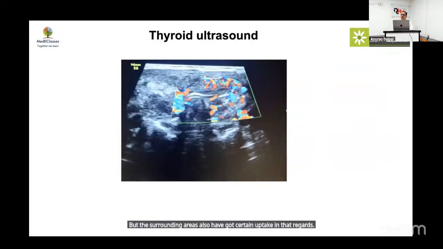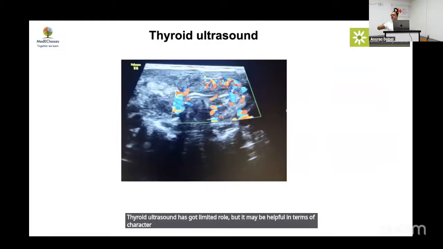Thyroid ultrasound has a limited role, but it may be helpful in terms of characterizing your thyroid nodule if it is there.